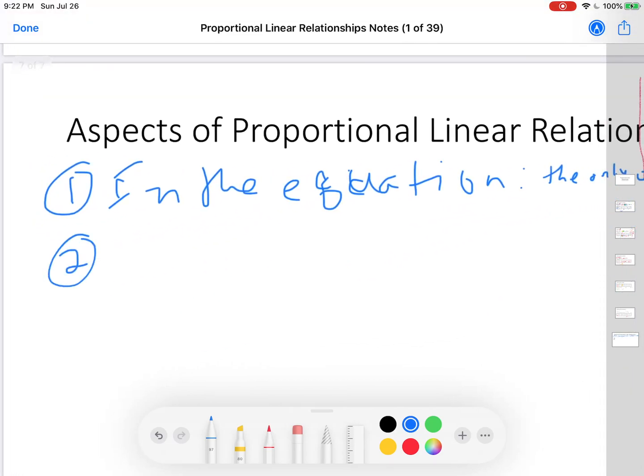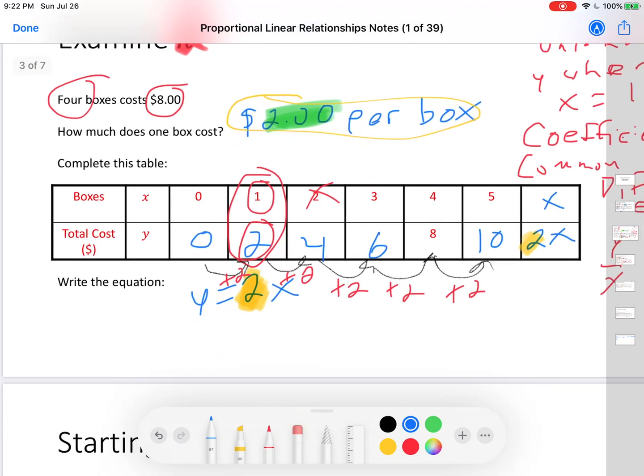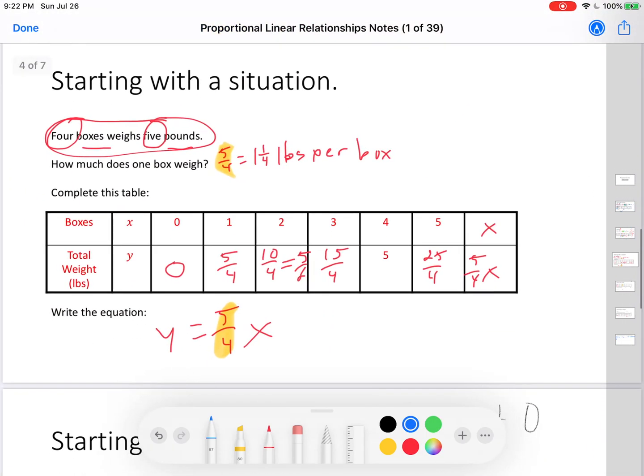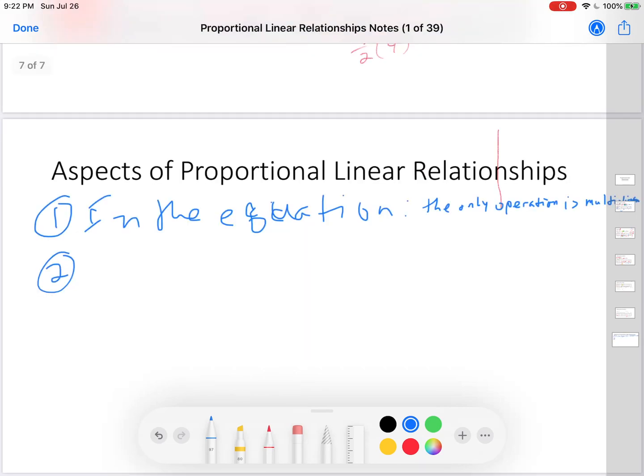2, let's look at the tables. All right, here's the table. Notice it's 0, 0, and then it has a common difference. Here's this table, 0, 0, and then it has a common difference. It goes up by 5/4 each time. Here's this table, 0, 0, and then it has a common difference. It goes up by 20 each time. So, 2 aspects of the table.